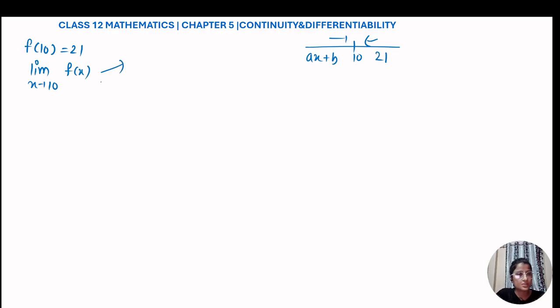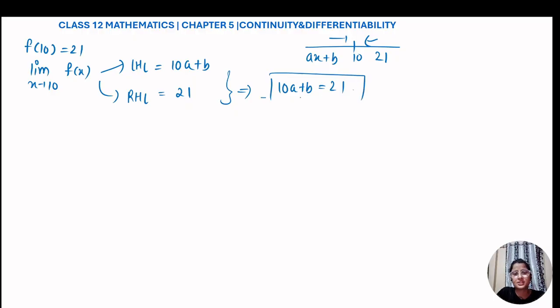So here you have to do the same thing: find your left hand limit and find your right hand limit. I will directly write it, you can easily find it. Your left hand limit will be 10a plus b, and your right hand limit will be 21. We want the limit to exist and be equal to the function value. So for the limit to exist, the left hand limit and right hand limit should be equal. So from here we get 10a plus b should be 21.